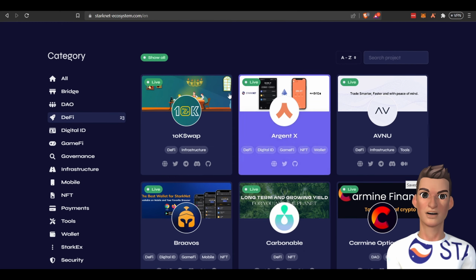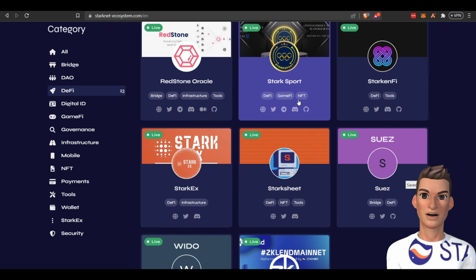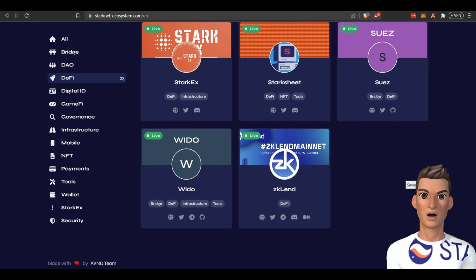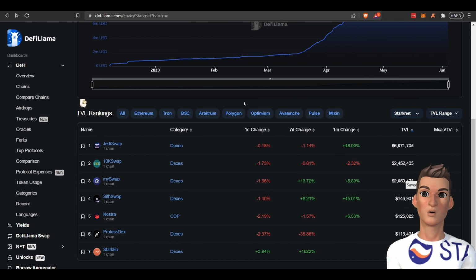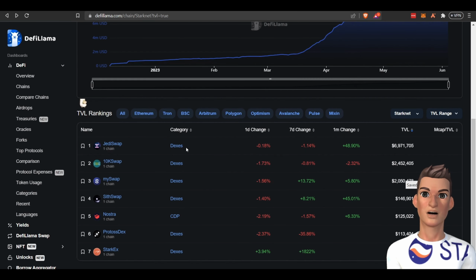So today we're going to touch on 10K Swap. We're going to go into JediSwap, and we're going to touch on zkLend. We're also going to touch on identity and domains on Starknet, as well as an NFT project. If we head over here to DeFi Llama, it looks like they've got $12 million locked. Not all the protocols are in here.